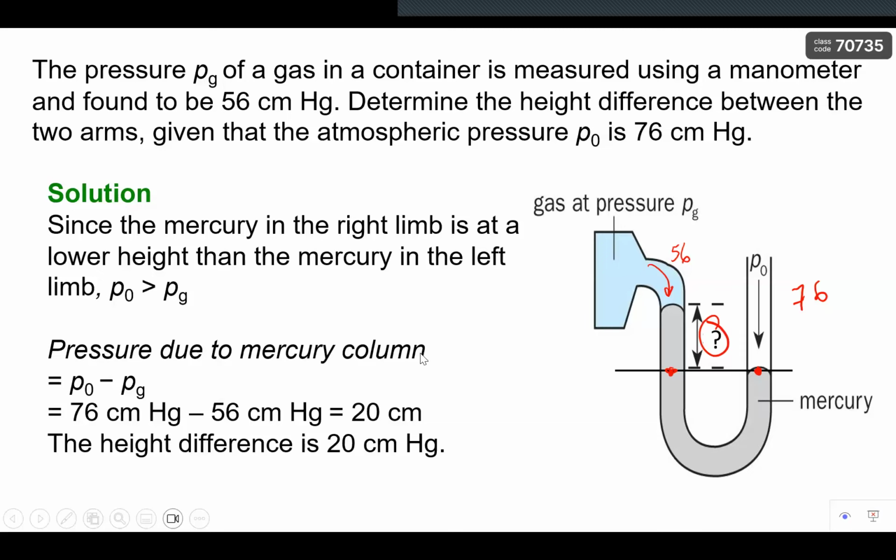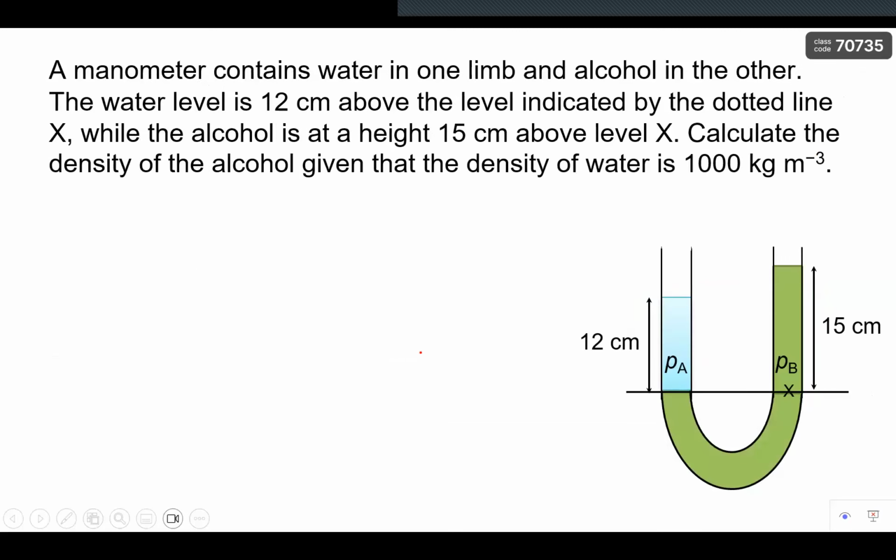Okay, next question. Sometimes questions will ask you to find the density of a certain liquid using a manometer. An example is as shown. A manometer contains water in one lane and alcohol in the other. The water level is 12 cm above the level indicated by the dotted line X, while the alcohol is at a height of 15 cm above level X. Calculate the density of alcohol given that the density of water is 1000 kg per meter cube.